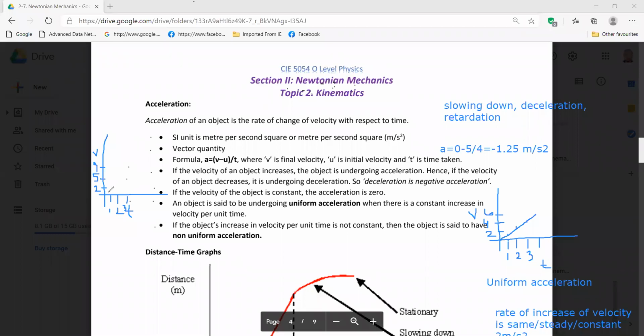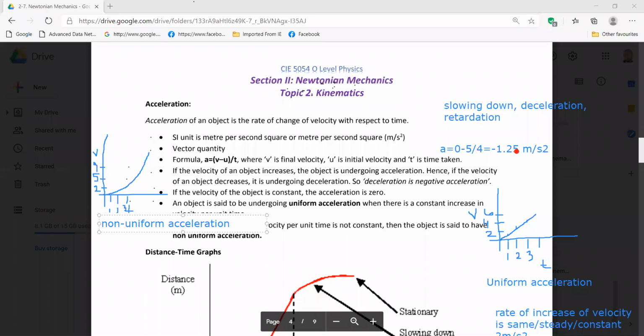Okay. So if you are getting the graph this way, then what will happen? You will get a shape like this. So this one is showing you the rate of increase of velocity is increasing. It's not constant, it's not steady, it's not same. Okay, so this one is called non-uniform acceleration.